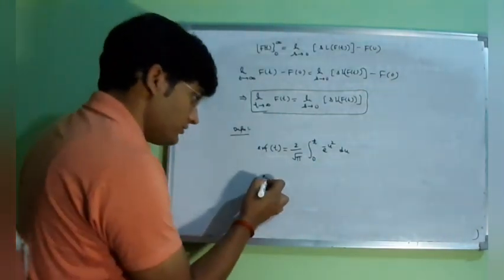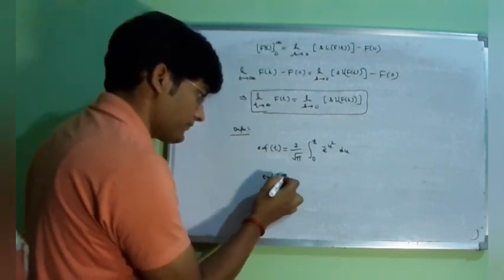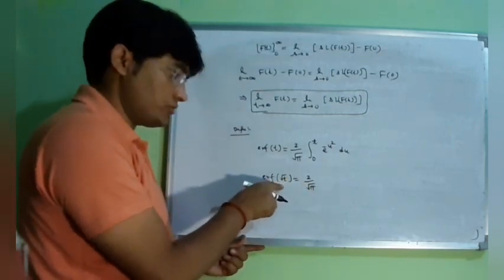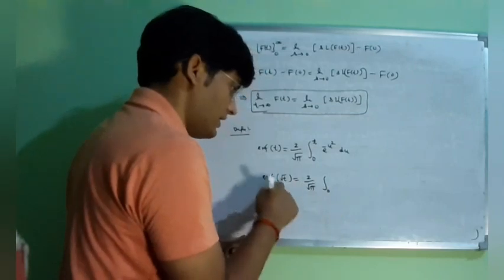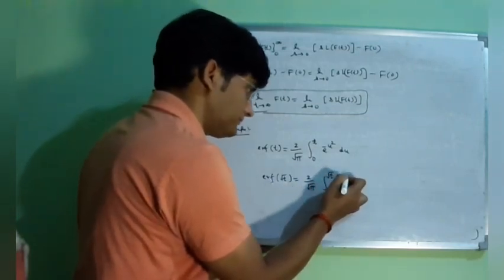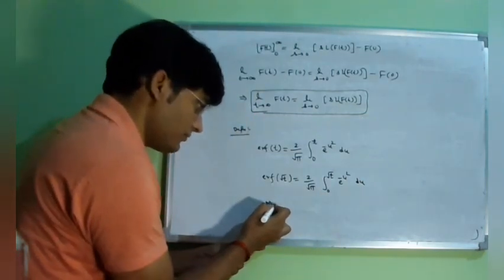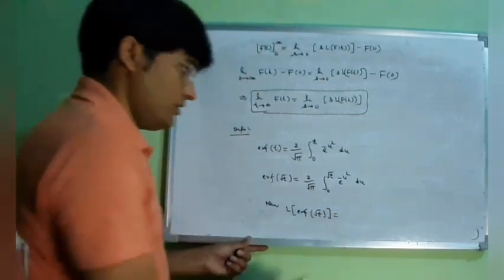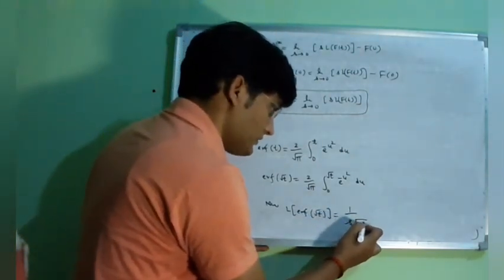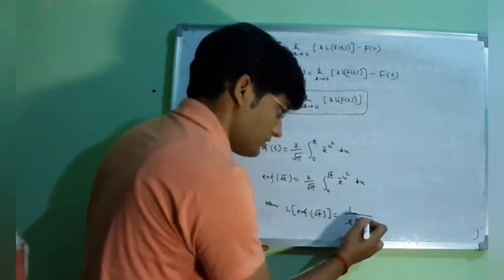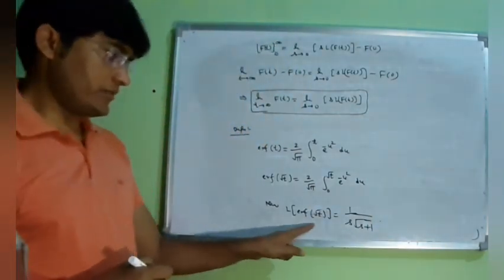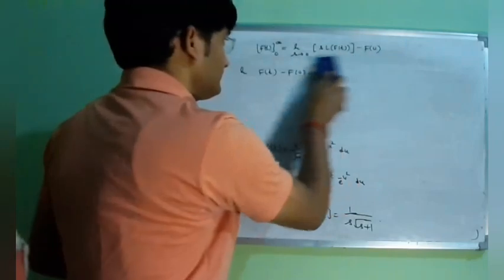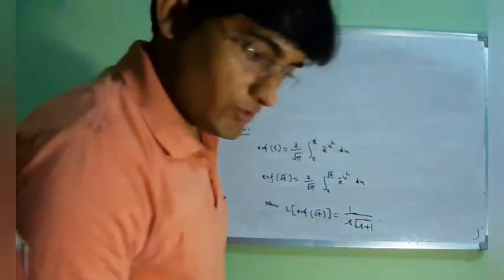So let us define the error function of root t. I wish to find the Laplace of the error function of root t. So I am defining this error function of square root t as this one. Now the Laplace of this error function of square root t is equal to 1 upon s times square root of s plus 1. So this is the Laplace of the error function of square root of t. So let us prove this result.